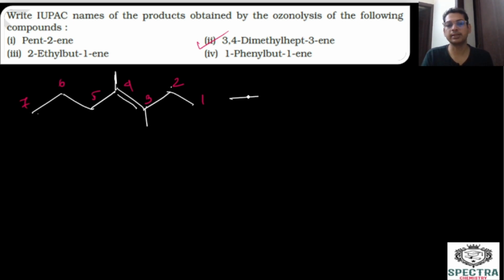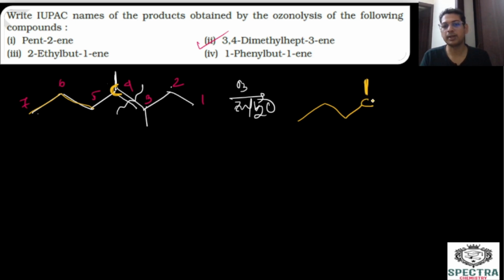Sir, ozonolysis, I know it's very easy. O3, ZnH2, you have to break it from here. So if I break it from here, then the product I'll get is: for this carbon, these groups are there: 1, 2, 3. Then I have this carbon with a methyl group here, and for this carbon it is like this, and this is double bond O, and this is double bond O. That's it. That is my product.